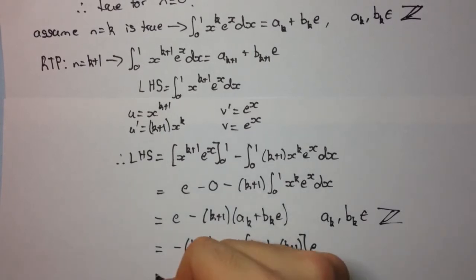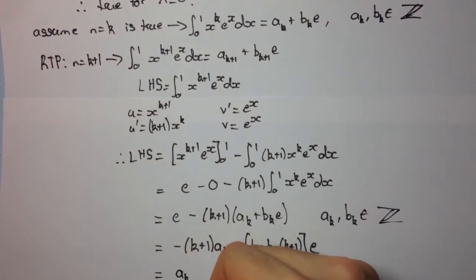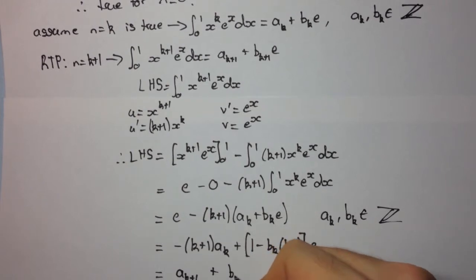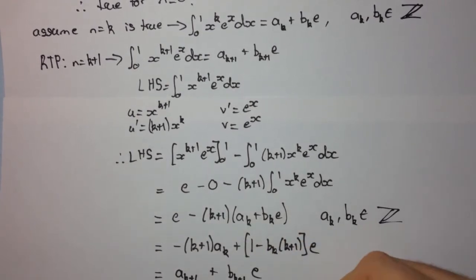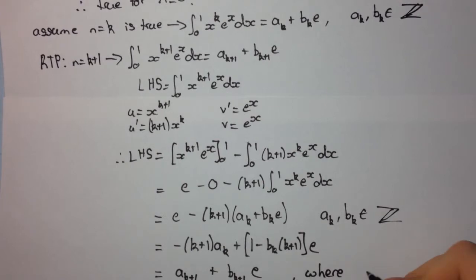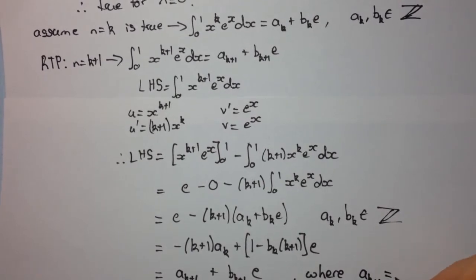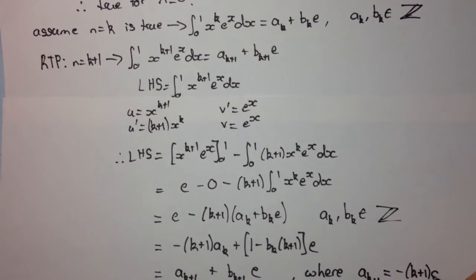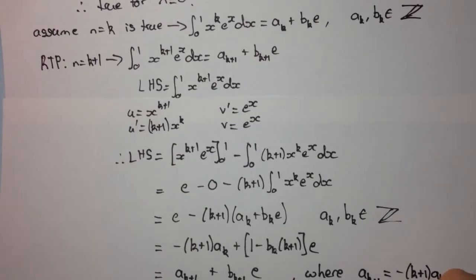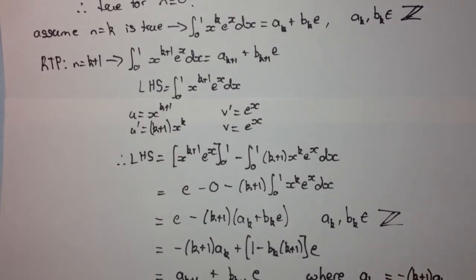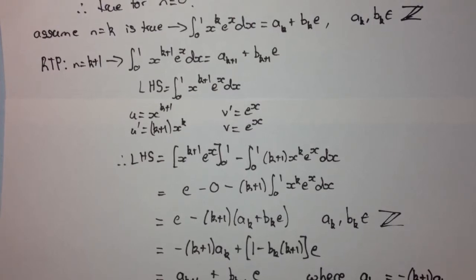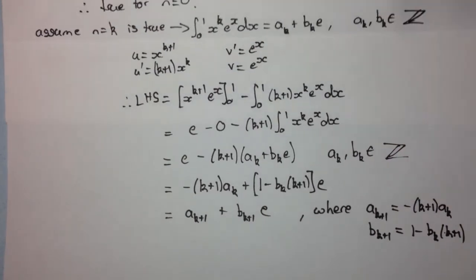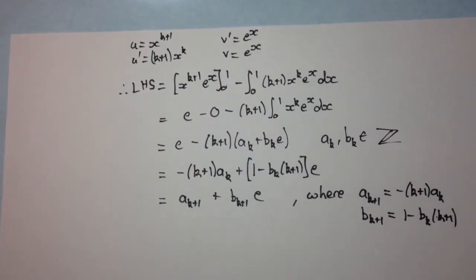Okay, now this is going to be a sub k plus 1 plus b sub k plus 1 times e, where a sub k plus 1 is equal to this expression, minus k plus 1 times a sub k, and b sub k plus 1 is equal to 1 minus b sub k times k plus 1. Okay, let's slide that up. Okay, so this is what we have.